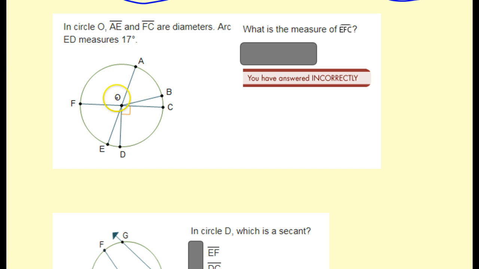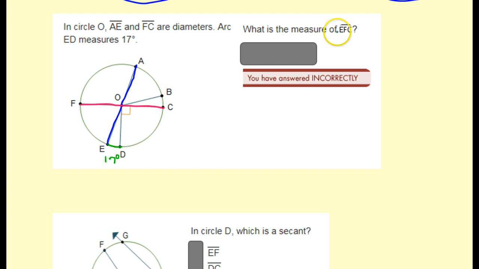Moving on, in circle O, shown here, segment AE and FC are diameters. Okay, so they're talking about segment AE and segment FC. Alright, these are both diameters. Arc ED measures 17 degrees. Okay, so this arc right here is 17 degrees.